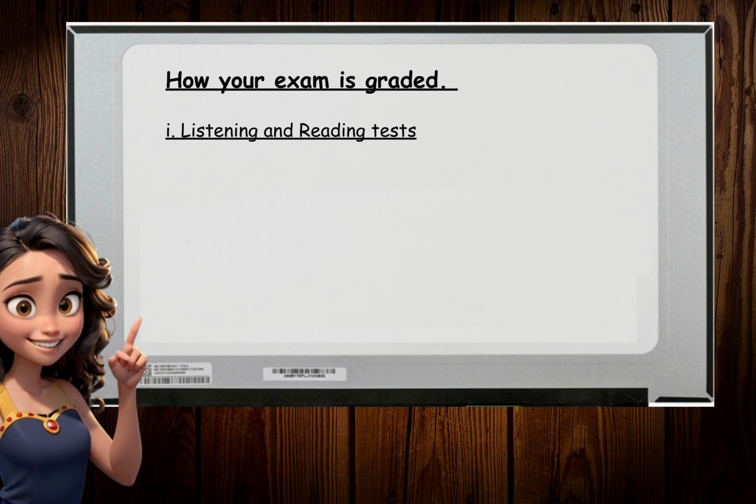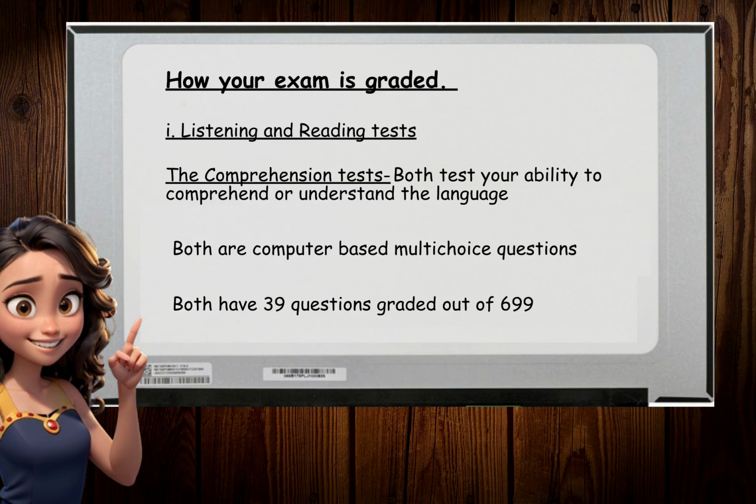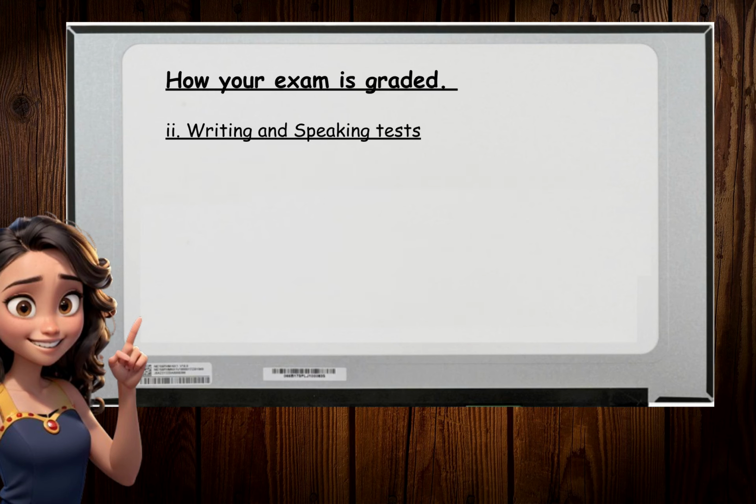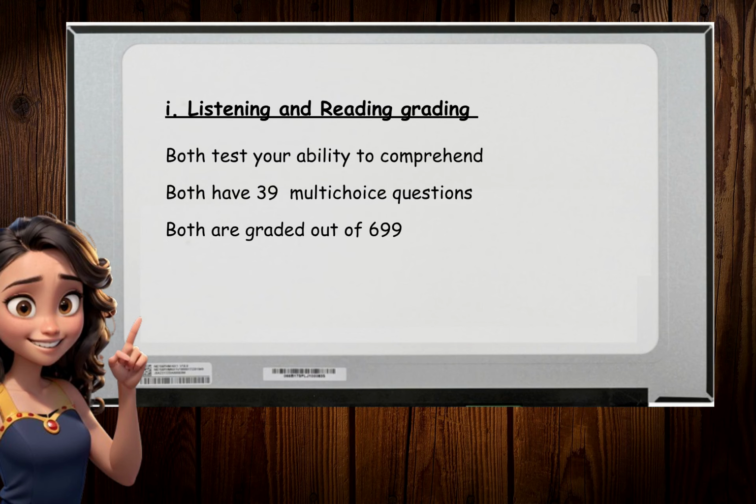Because both listening and reading tests, or Comprehension orale and Comprehension écrite, are computer-based multi-choice questions, their grading system is the same and they're graded out of 699. The writing and speaking tests, Expression écrite and Expression orale, as they both test your ability to express yourself in French, likewise also have a similar grading system. We'll start with the listening and reading tests as they are more straightforward.